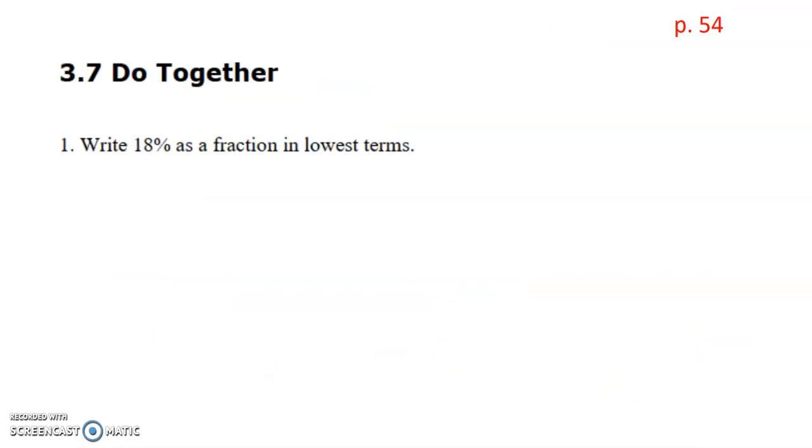So for the do together, the first thing we're going to do is see that they want us to convert 18%, a percentage, to a fraction, and they want it in lowest terms. So as soon as we see that we want something as a fraction and it's a percentage, we're going to place it over 100. So we're going to put that 18% over 100, and then we're going to reduce this. We can divide both the numerator and denominator by 2, giving us a fraction of 9 over 50.